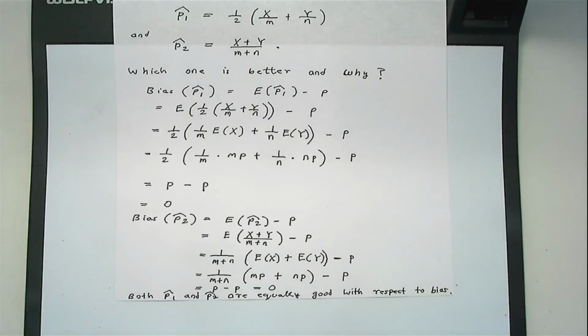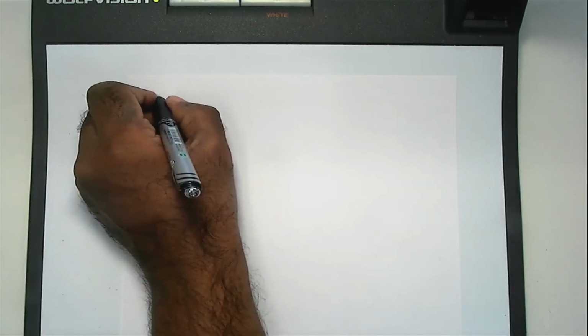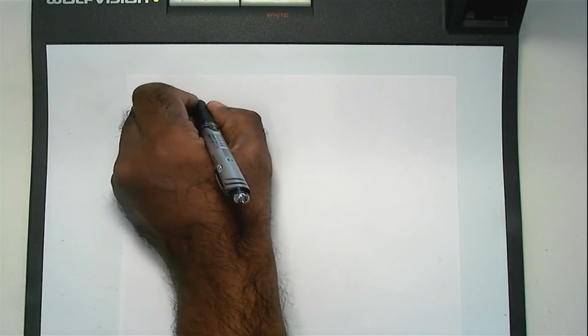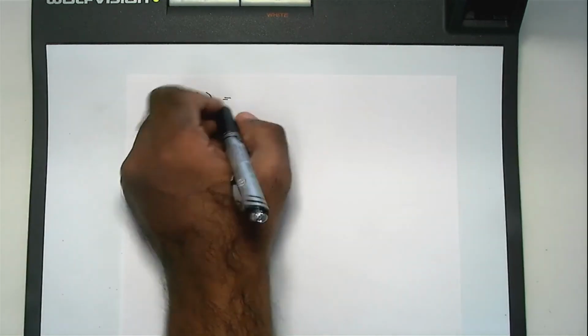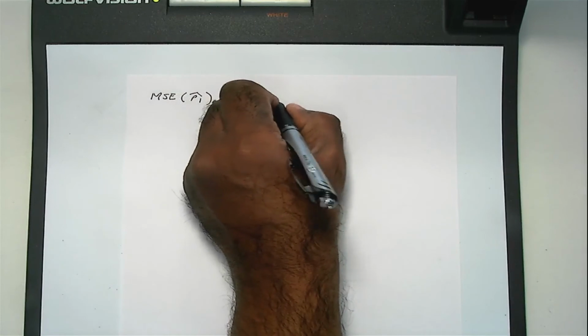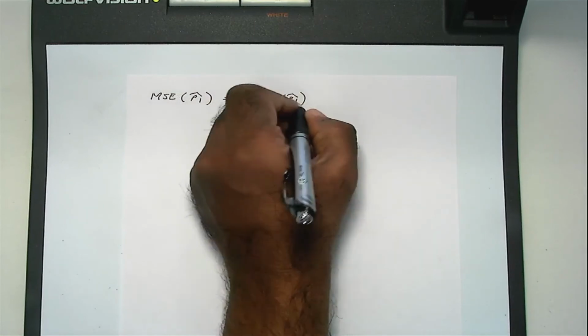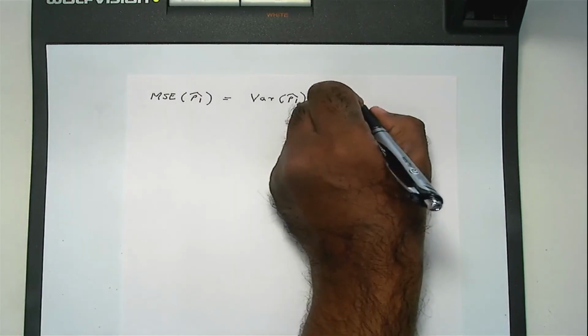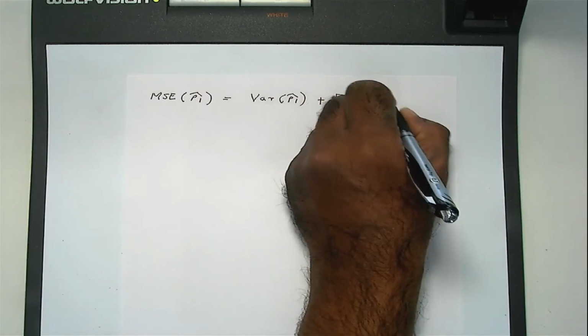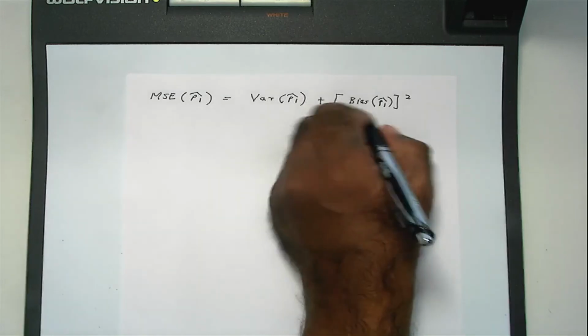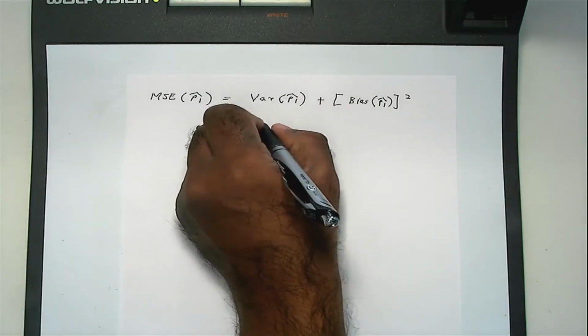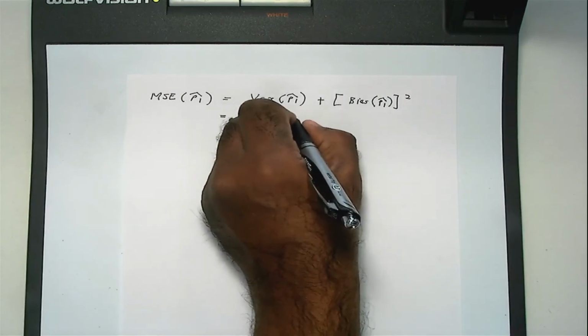So the next thing we need to do is to find the MSE of the two estimators. Right? So that's what I'm going to do now. Let's find the MSE of P1 hat first. So this is the variance of P1 hat plus the square of the bias of P1 hat. We know that the bias is 0, so this is simply variance of P1 hat plus 0.